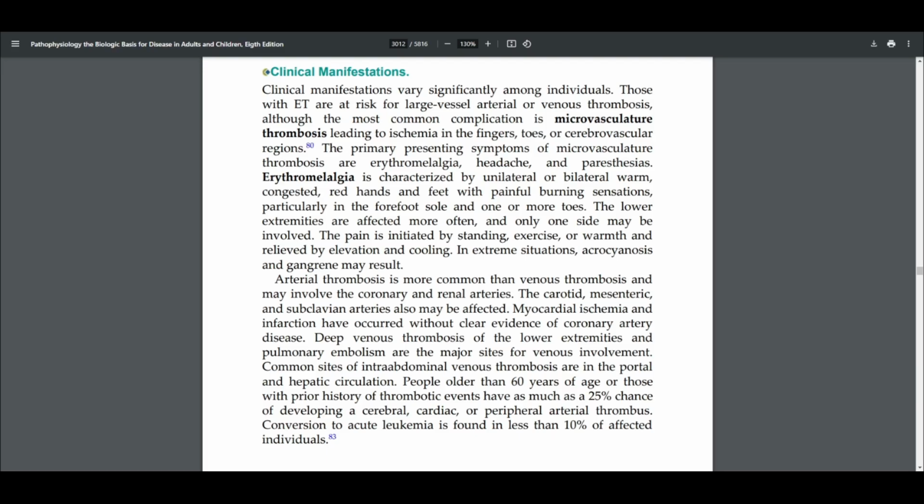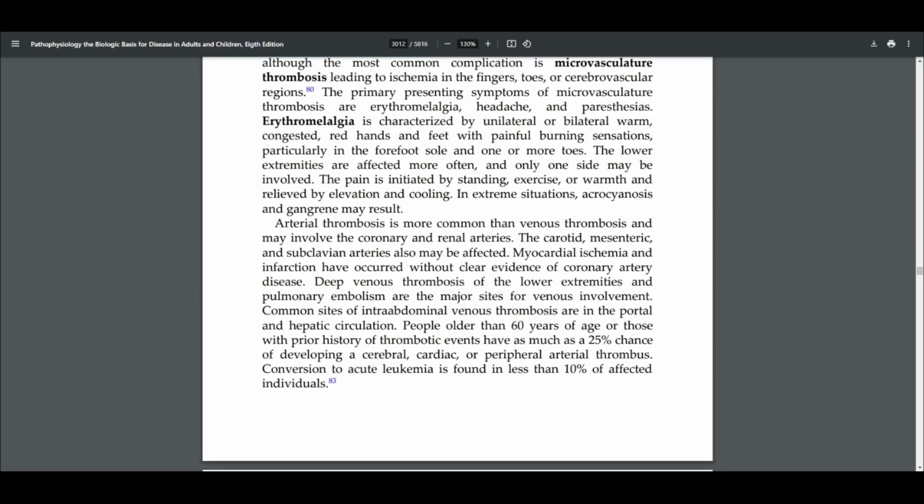Arterial thrombosis is more common than venous thrombosis and may involve the coronary and renal arteries. The carotid, mesenteric, and subclavian arteries also may be affected. Myocardial ischemia and infarction have occurred without clear evidence of coronary artery disease. DVTs of the lower extremities and pulmonary emboli are the major sites for venous involvement. Common sites of intra-abdominal venous thrombosis are in the portal and hepatic circulation.